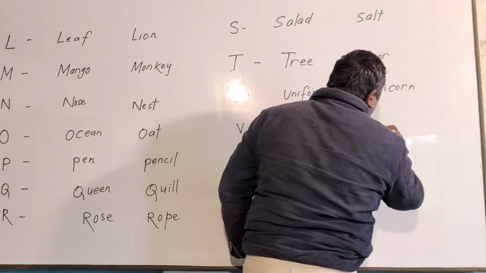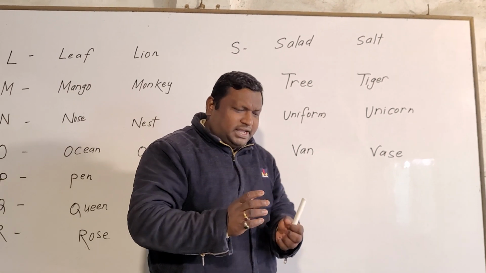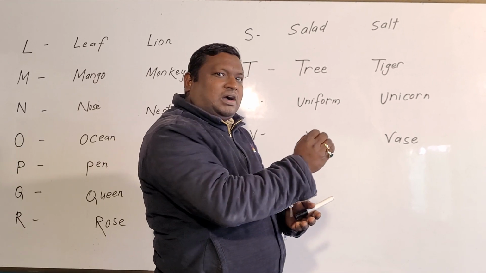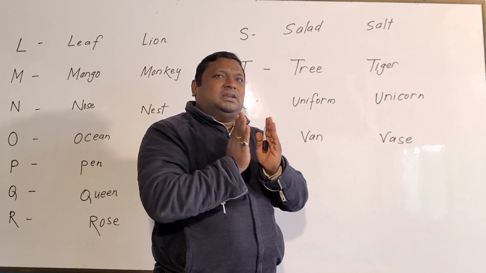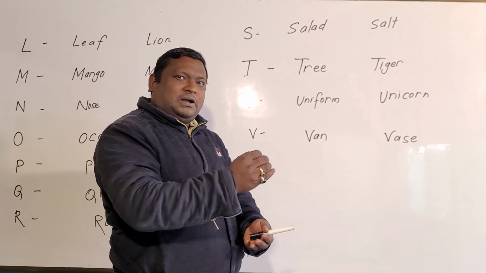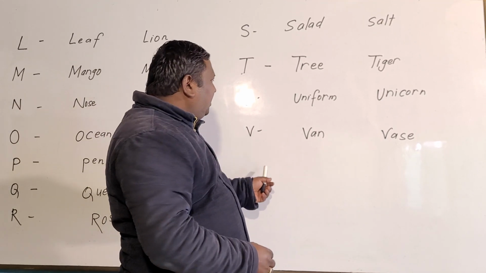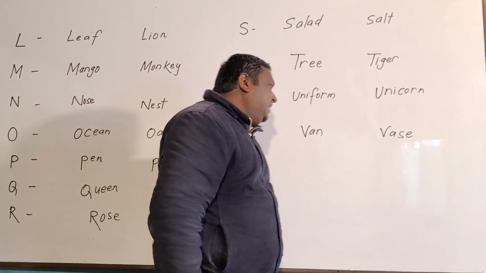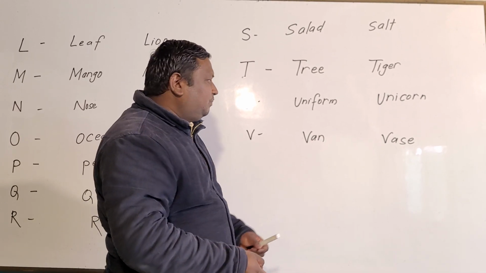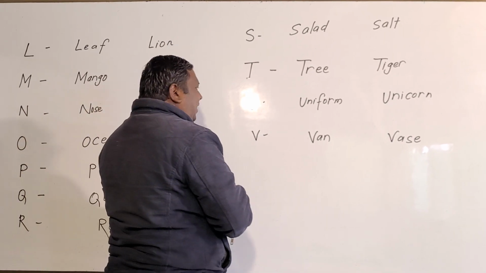Now V for vase and V for van. What is vase? You know, there are flowers, a bouquet, and if you have to decorate your house, where do you keep your flowers? There is a container, it may be in a cylindrical shape or a spherical shape. You keep the bouquet in the vase, right? V-A-S-E, vase. V for vase and V for van. Yes, V, van. Right.